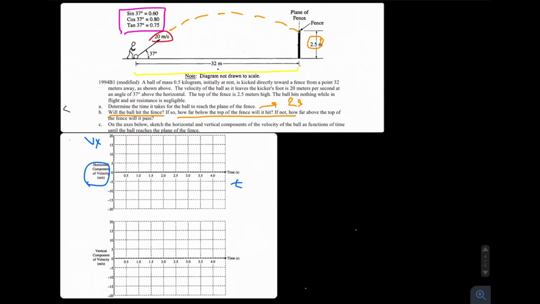Now we know from our normal concepts of projectile motion that Vx is always constant, right? It's always constant because it's never changing. So that means from what we found, Vx was 20 cosine 37, which they gave us as 0.8, which was 16 meters per second. So that means it's just going to be a horizontal line.